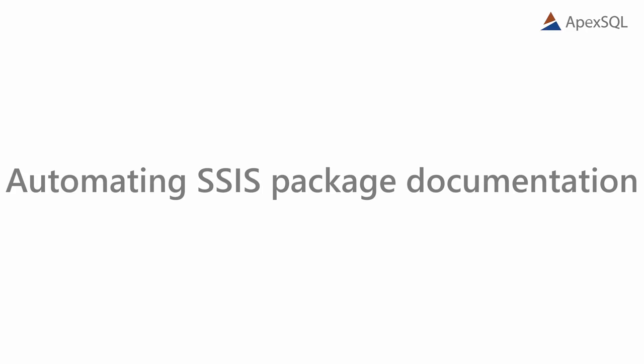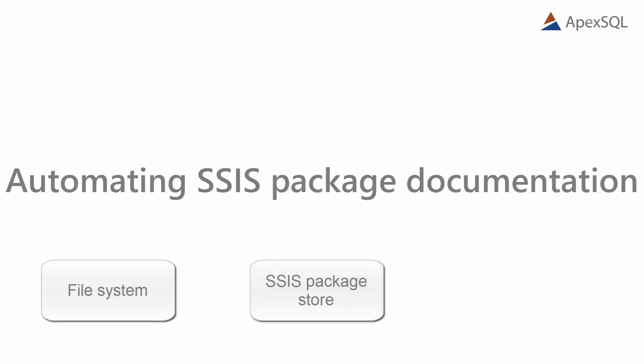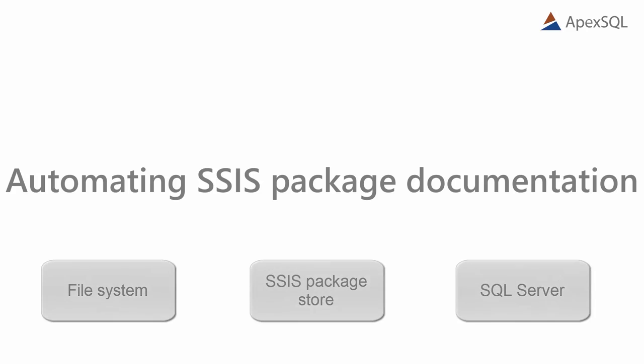In this video, we're going to talk about how to document SSIS packages from three different data sources: File System, Package Store, and SQL Server. Then, we'll cover automating the entire process by using a batch script.